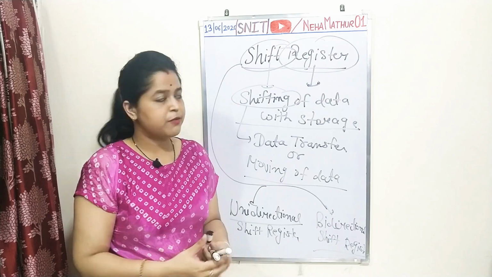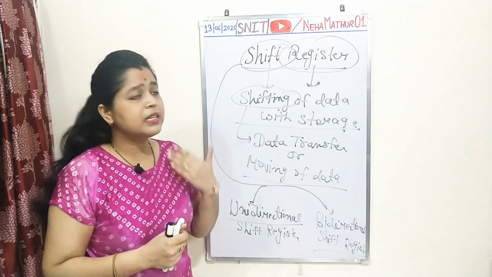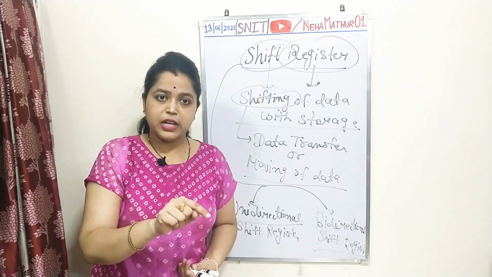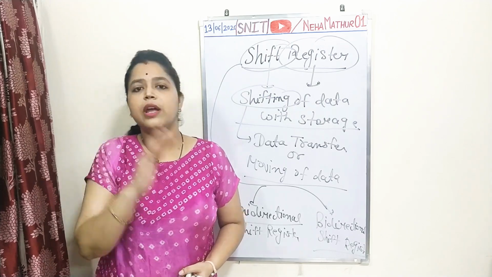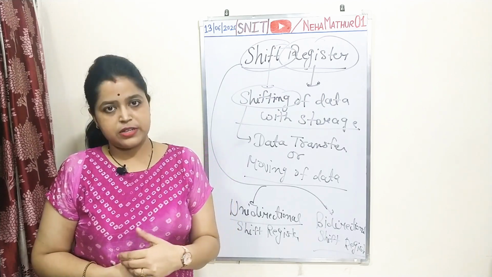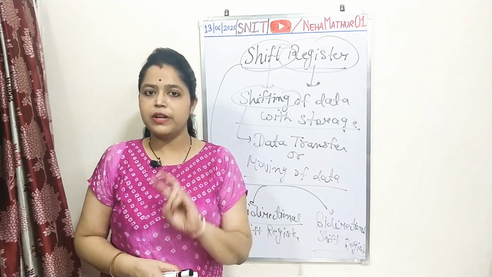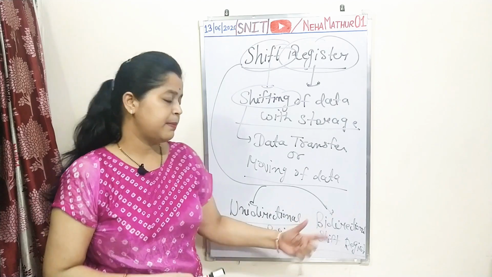Storage will come itself because it is a register, but the main consideration here is shifting. If shifting is possible only in one direction, right to left or left to right, such a shift register is said to be a universal shift register. So on behalf of direction, shift register is divided into two categories, unidirectional and bidirectional.